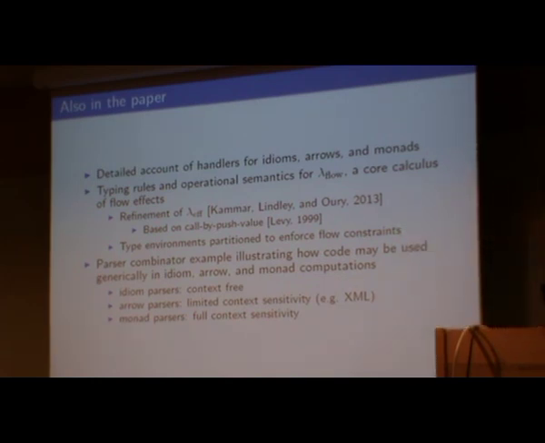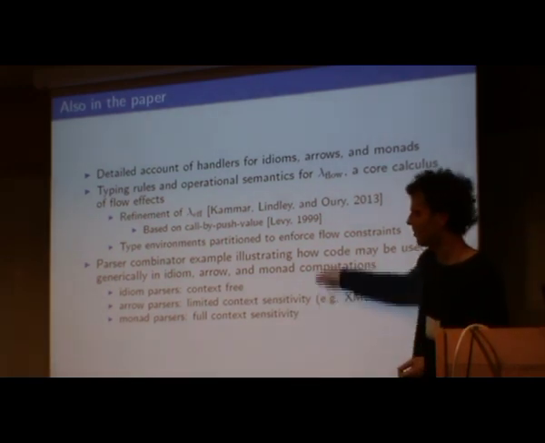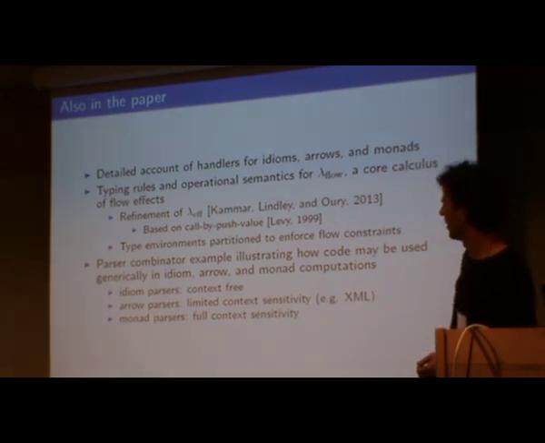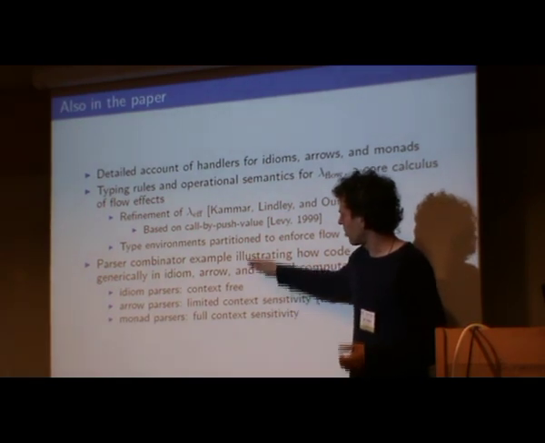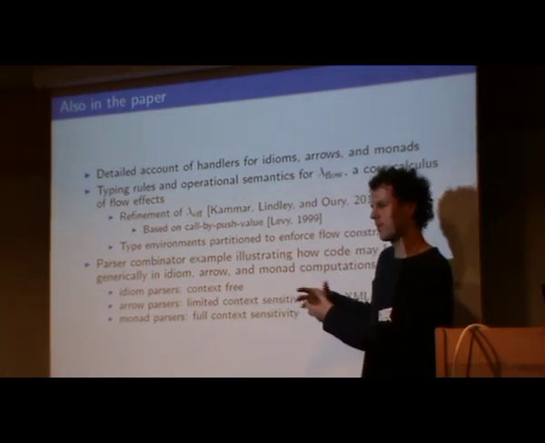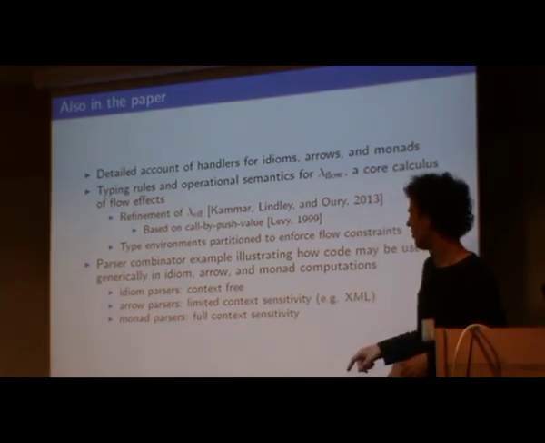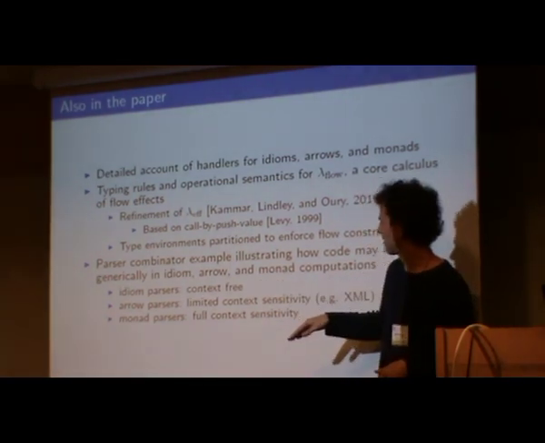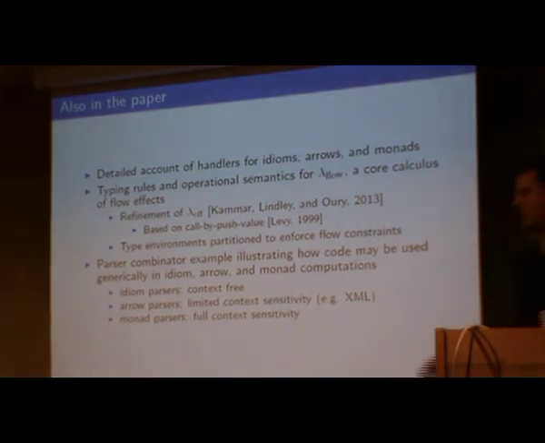And then I've got an example involving parser combinators, which I think gives quite a nice intuition for why this kind of thing might be useful. So you can see that we can write our parsers using the same constructs, even if they're idiom, arrow, or monadic ones. Idiom ones give you context-free grammars, the arrow parsers give you a limited amount of context sensitivity, and the monadic ones give you full context sensitivity, which is pretty sharp.